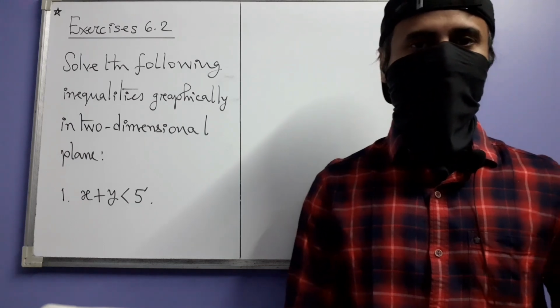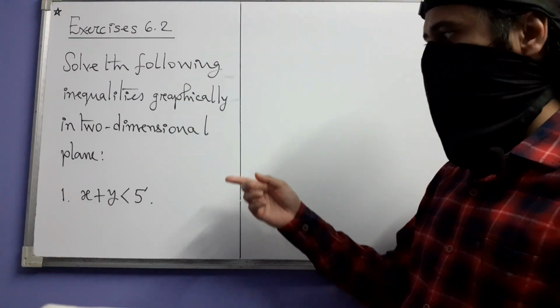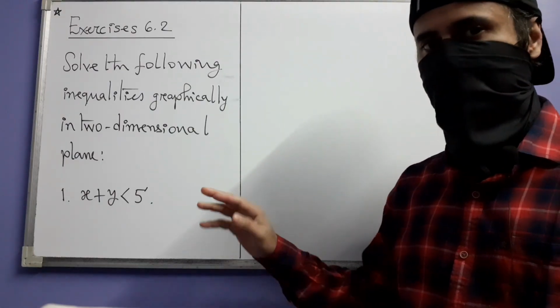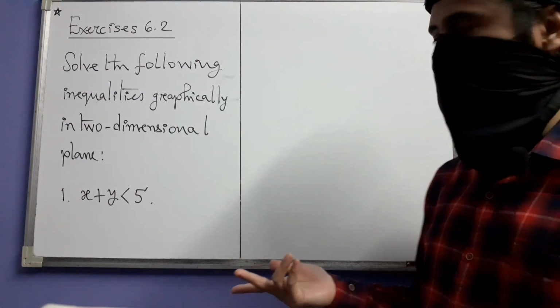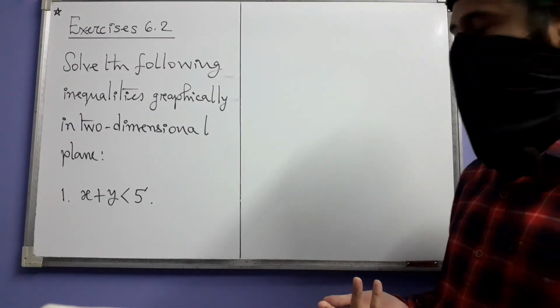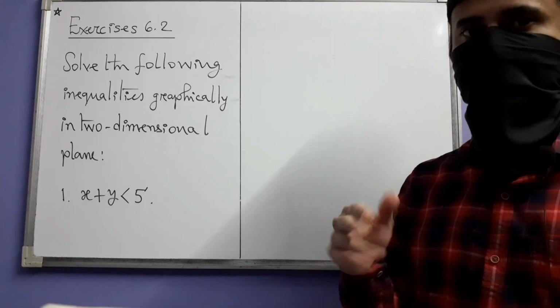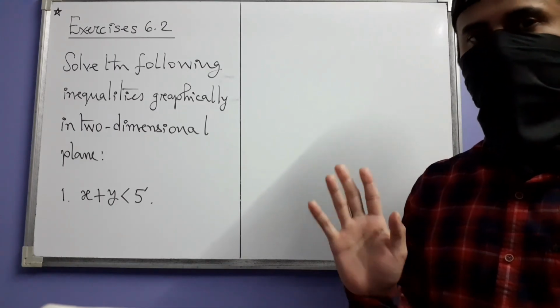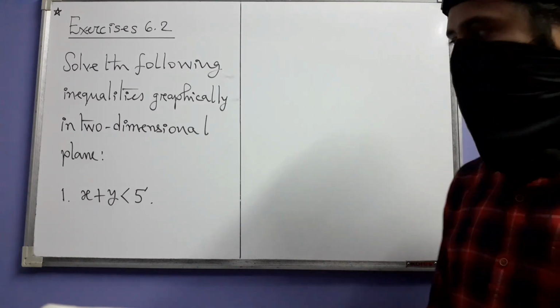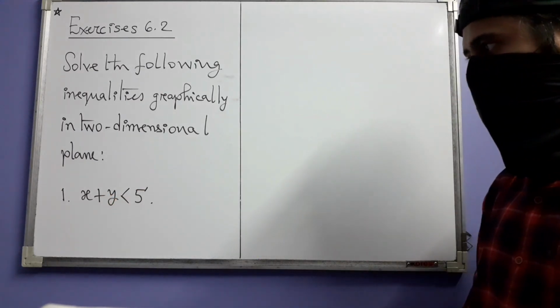Let us next start the exercises. Exercises 6.2, where we have to solve some inequalities having two variables x and y in the two-dimensional plane. All are linear inequalities, of course, where x and y occur to their first power as just x and y, no x square, no x cube, nothing like that. And this is the first one, x plus y less than 5.